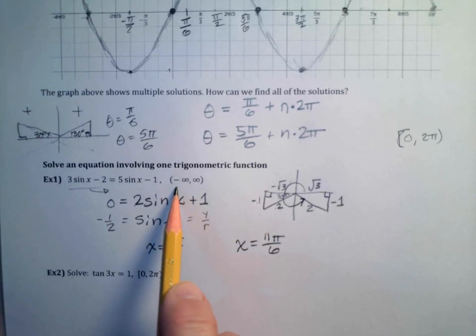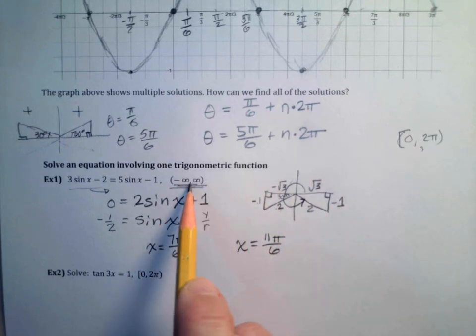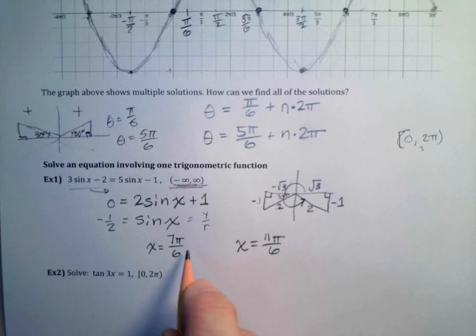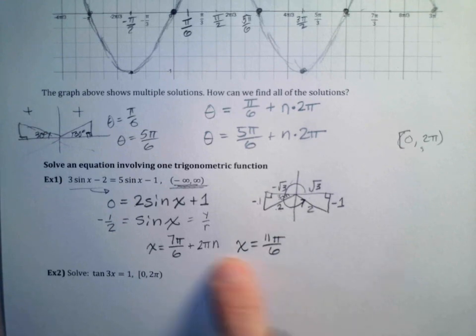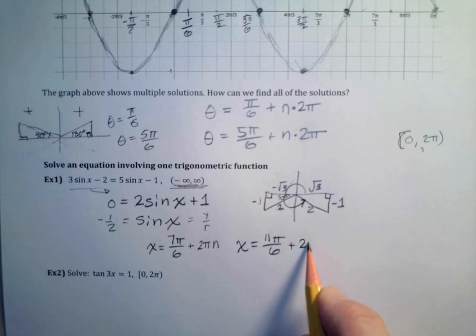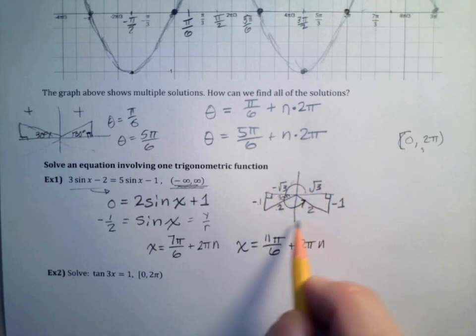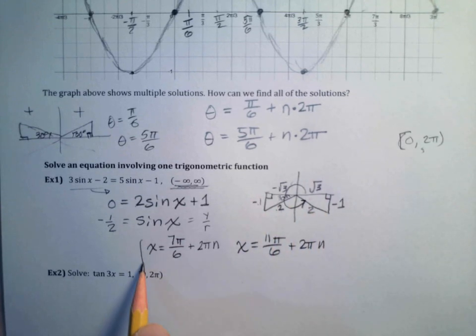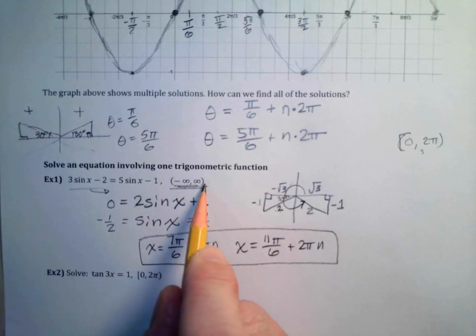Now they asked us for all possible solutions, not a particular range. So all possible solutions. So it's this, and then plus all the multiples of 2 pi, or minus the multiples of 2 pi. So plus, if we want to say 2 pi n, or we can say n 2 pi, and then same thing here, plus 2 pi n. So it's out to here, and then it's subtracting 2 pi or adding 2 pi. All the multiples will give us all possible solutions from negative infinity to positive infinity.